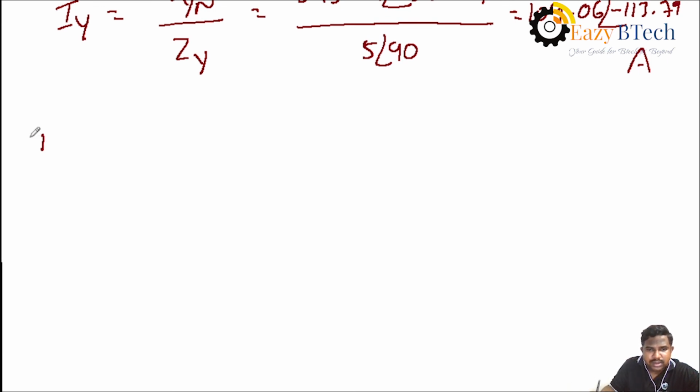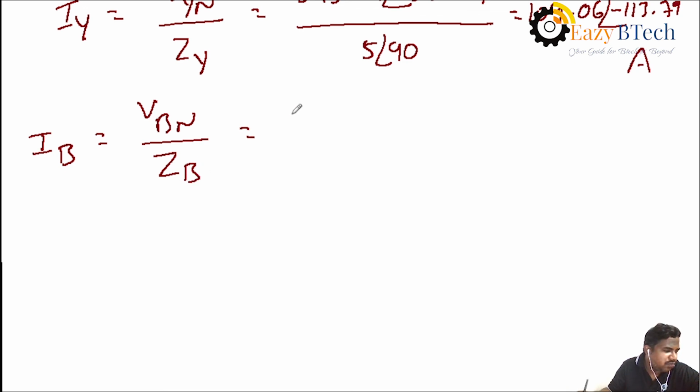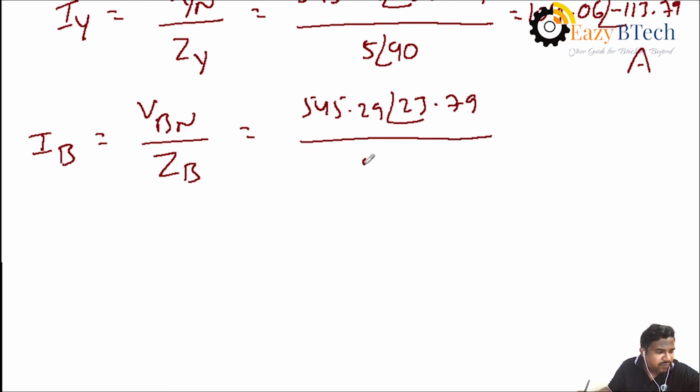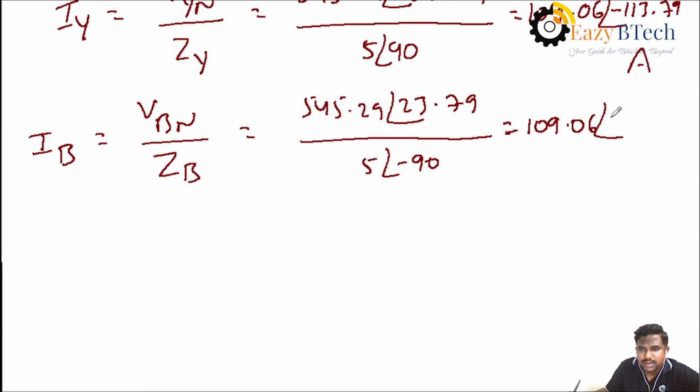Hence, in the same format, we have to find out the third line current IB, that is VBN by ZB. What is the value of VBN? That is 545.29 at a positive angle 23.79, by 5 at an angle minus 90. We may simplify the value, and get 109.06, then positive angle 113.79 degrees, that is amperes.